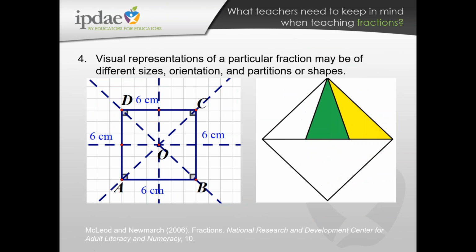Okay, another visual representation of a particular fraction. So let's look at the picture on the left, okay? On the left side, you have graphs. You have the x and y axis. So let me label that. Let's just label the x and the y axis over here. And then now you have diagonal lines.